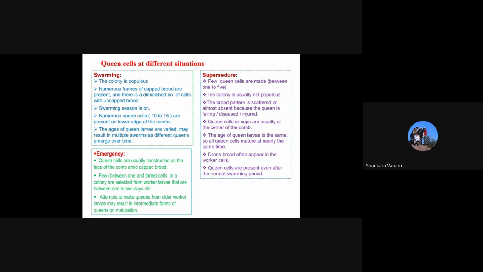The queen cells are present even after the normal swarming period. In such conditions, the swarming happens with the first queen emerged, and the remaining queen cells are left. All the healthy workers fly along with the first emerged queen.